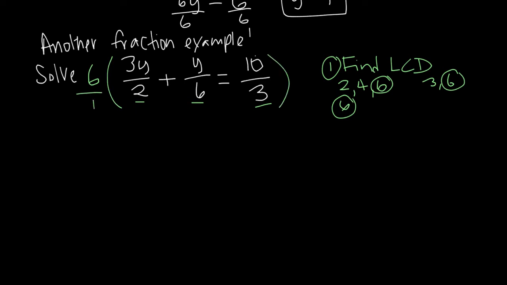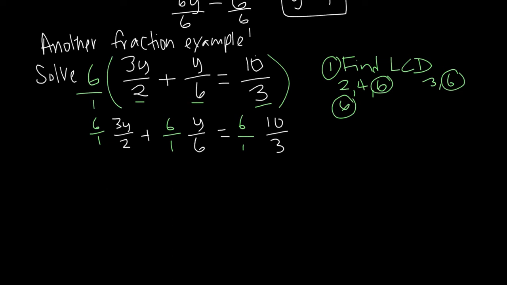Okay, I'm going to write 6 over 1 with each fraction now, because we're distributing to the whole equation. So 6 over 1 times 3y over 2 plus 6 over 1 times y over 6 equals 6 over 1 times 10 over 3.